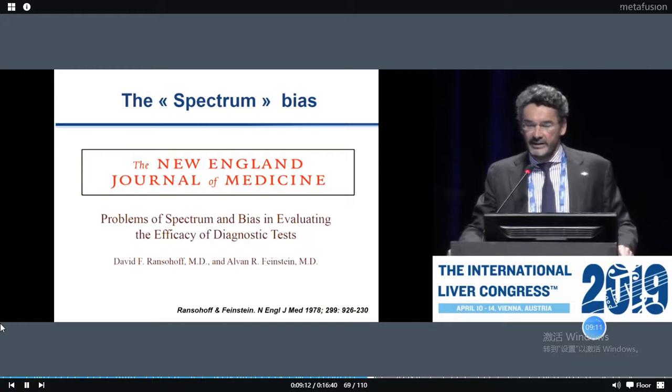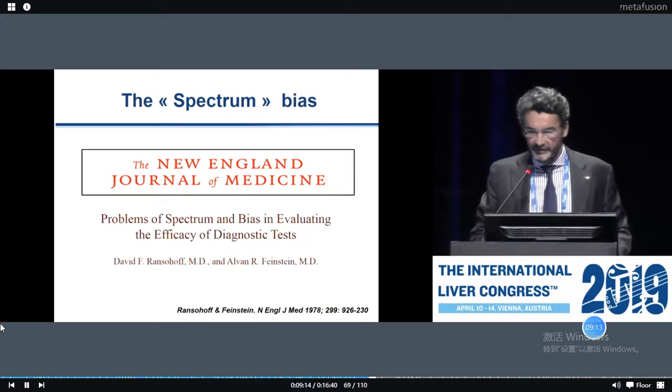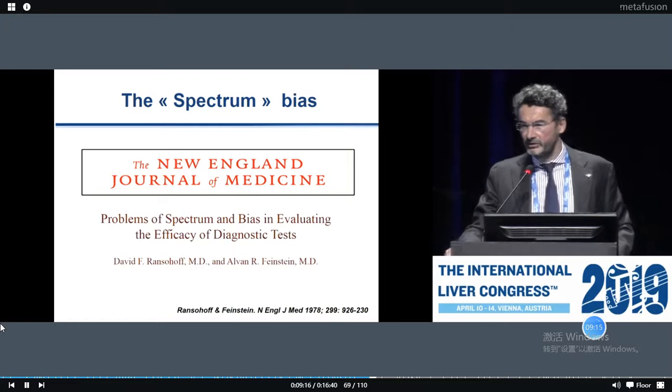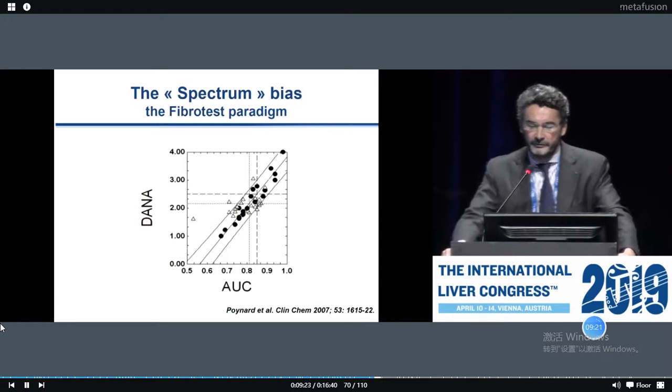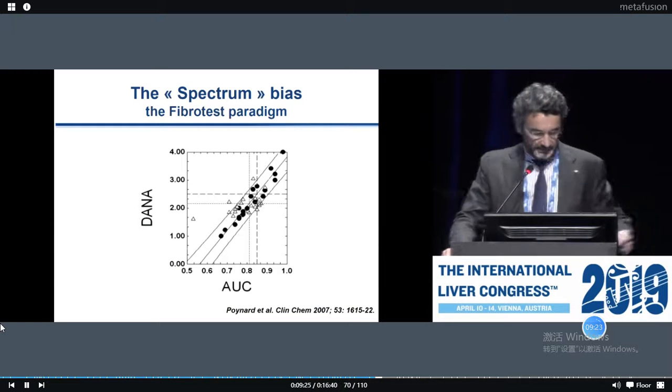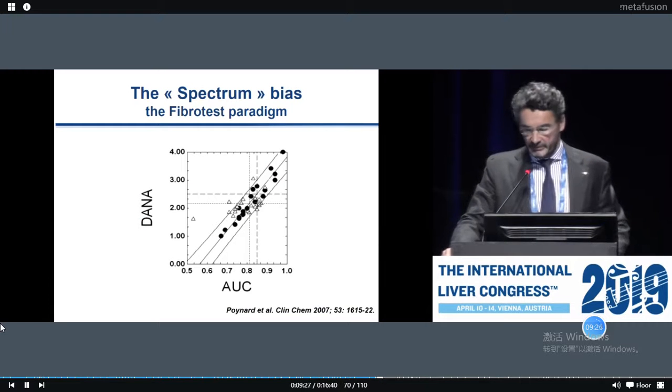I would like at this stage to introduce the spectrum bias. You see, this is an old paper from the New England Journal of Medicine at the end of the 70s. And let's apply the spectrum bias using the so-called FibroTest paradigm. I use the FibroTest as an example.